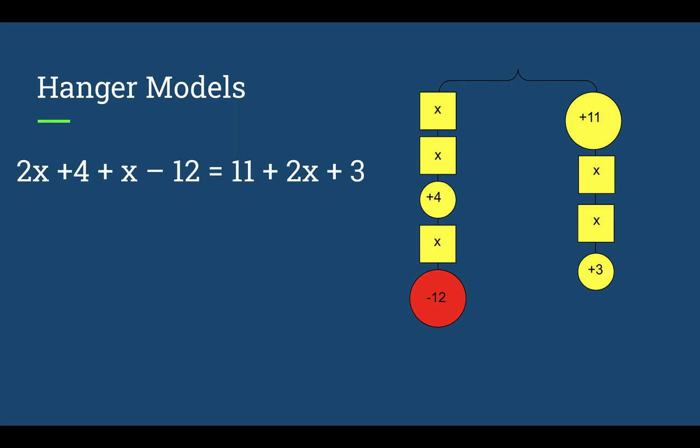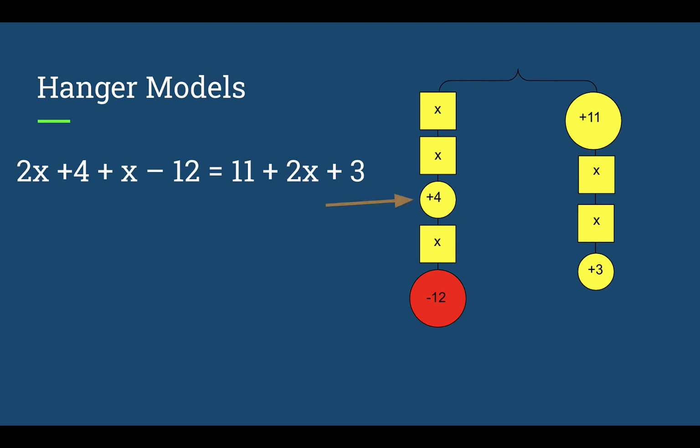All right, last example on here. We have an even more complicated problem. I have 2x plus 4 plus another x minus 12 on the left side, and I have 11 plus 2x plus 3 on the right. Don't panic on this kind of problem. Combine like terms and use what you know about getting rid of things from one side.